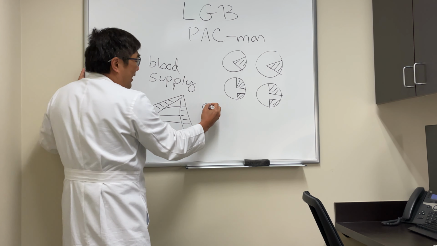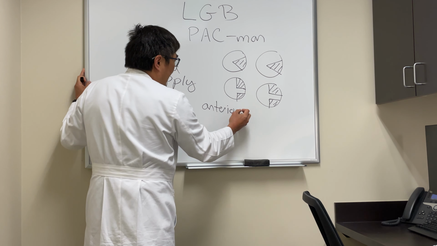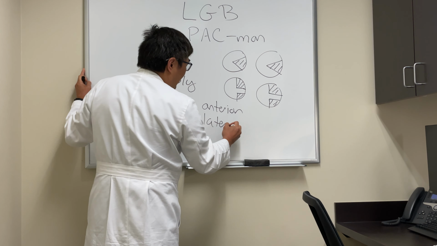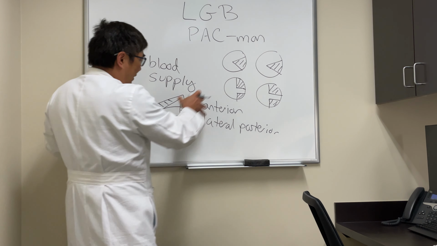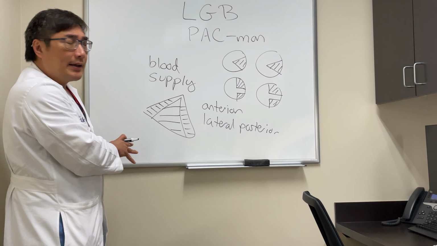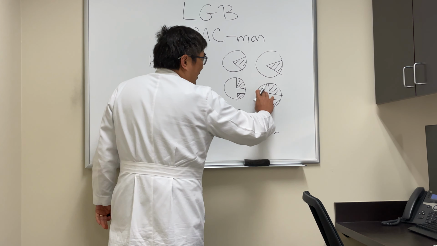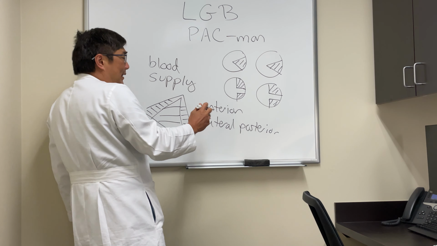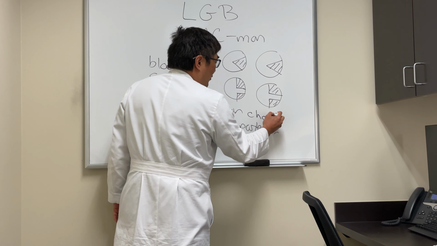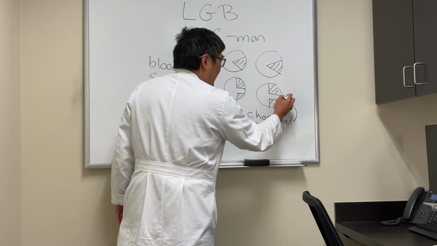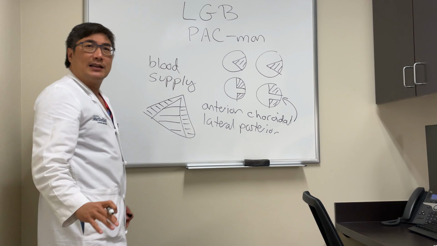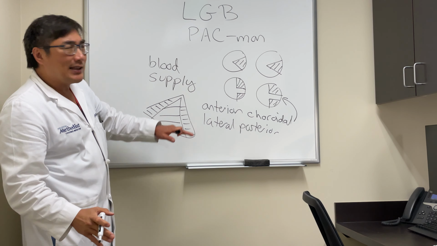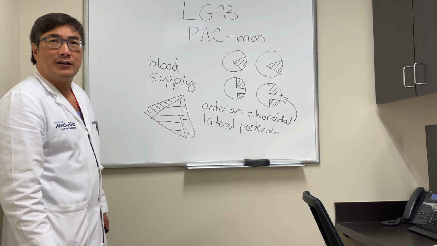So we've got the anterior and the lateral posterior choroidal artery, and these two arteries supply different parts of the geniculate body. And so when we have this sparing of this wedge, that's the anterior choroidal artery. And when we have involvement of the little wedge, this is the lateral posterior choroidal artery.